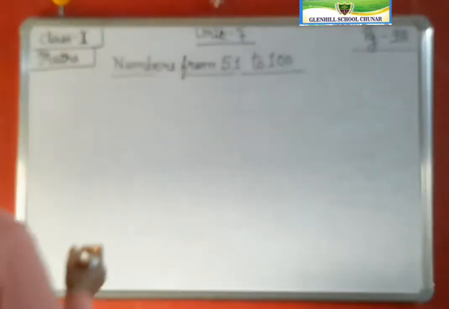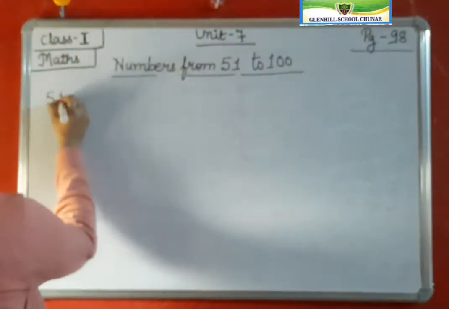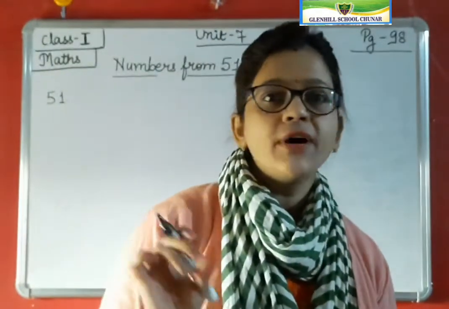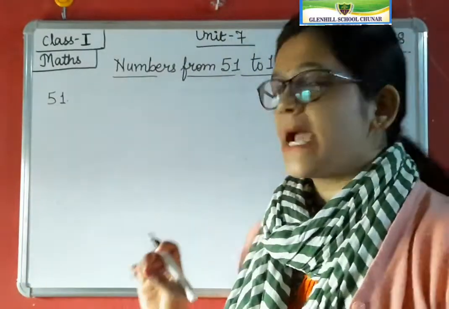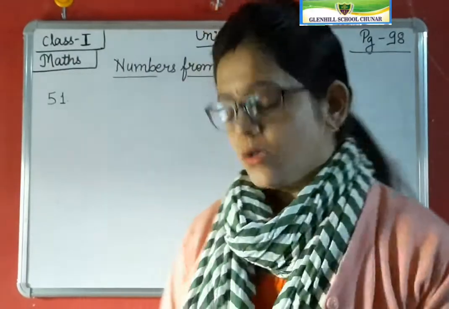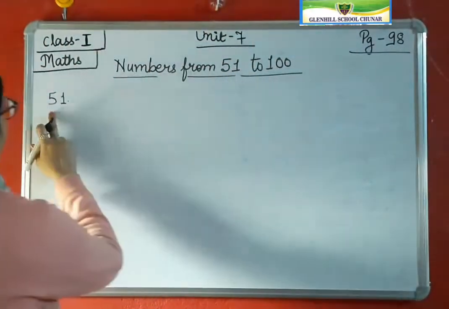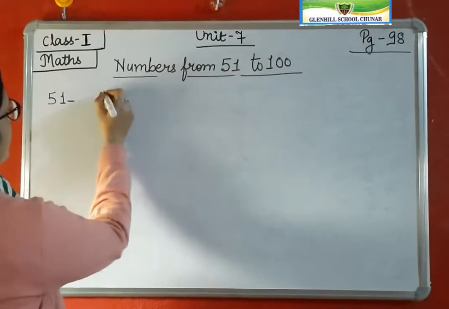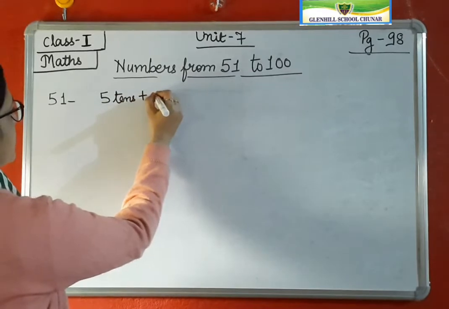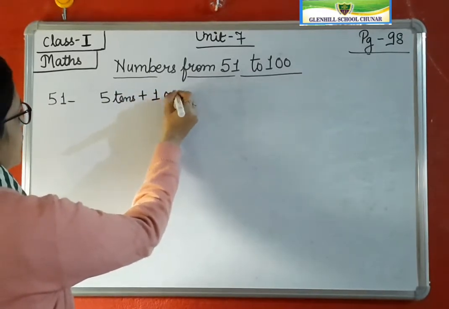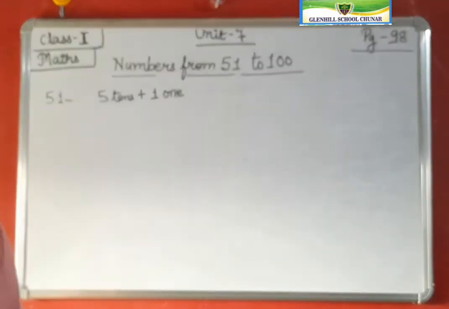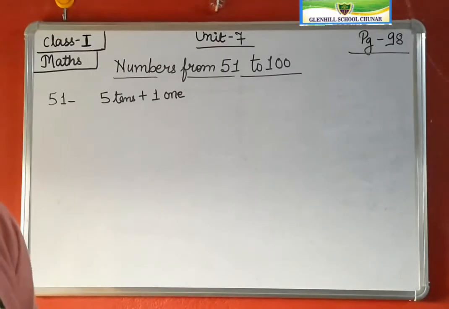So here students, what you are going to do, 51. You have to write this down in your notebook. Okay, 51 to 100. So 51 to 60 I am writing, and just like this you have to complete up to 100. So see here on the blackboard, students, 51. 51 means what? 5 tens plus 1.